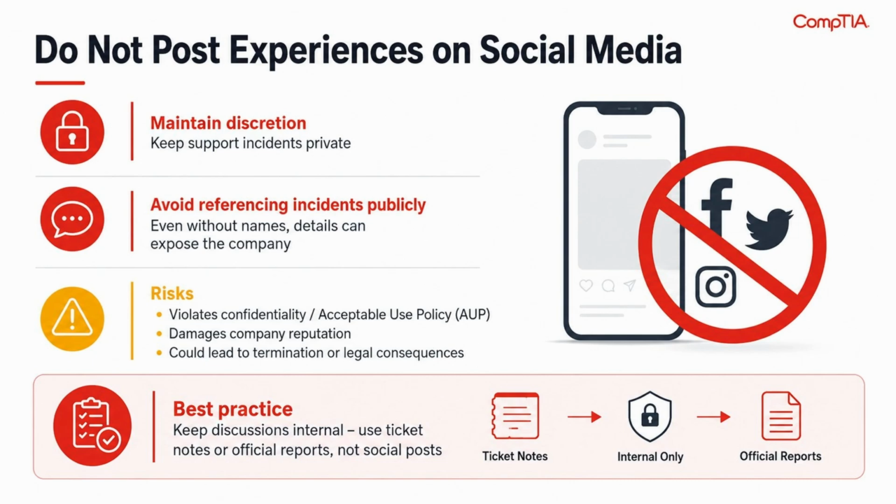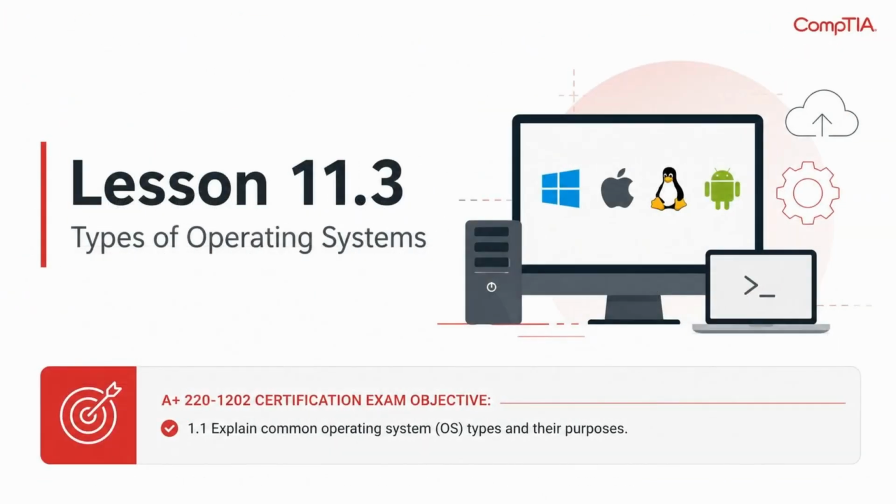This video, aligned with A+ 220-1202 Objective 1.1, explores common operating system types, their key purposes, and the lifecycle considerations you need to understand. We will cover the 4 main desktop operating systems, common mobile OS platforms, the file systems used by each, and the importance of managing systems reaching end of life.